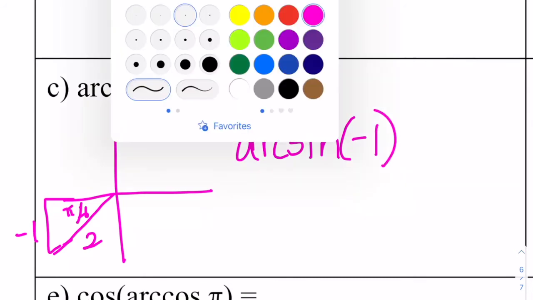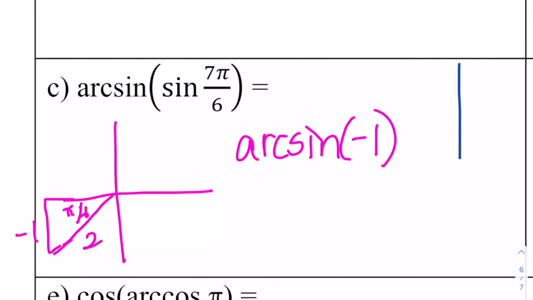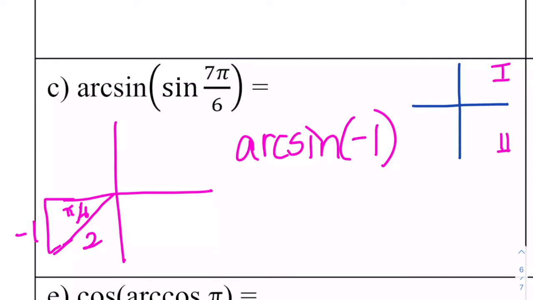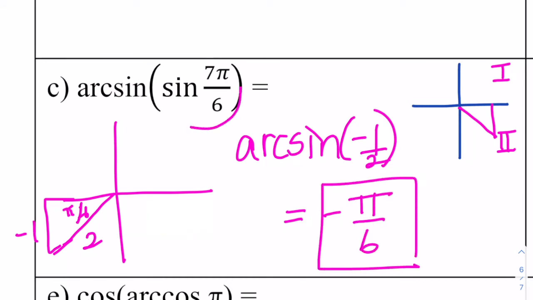Now be careful, because if you remember, arc sine was restricted to quadrants 1 and 4. So remember, if we want to find the rotation or the angle when the ratio is -1 over 2, that would take us into the fourth quadrant. It's still going to have that same reference angle of pi over 6, but it's going to be negative pi over 6. So this is going to simplify to equal negative pi over 6, which is really confusing because you had a different input.